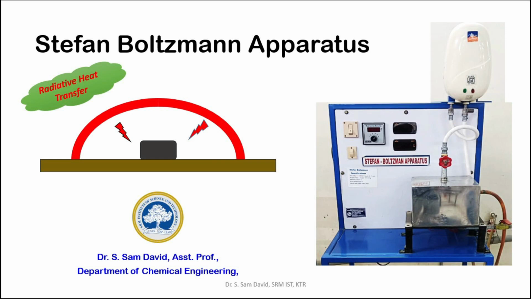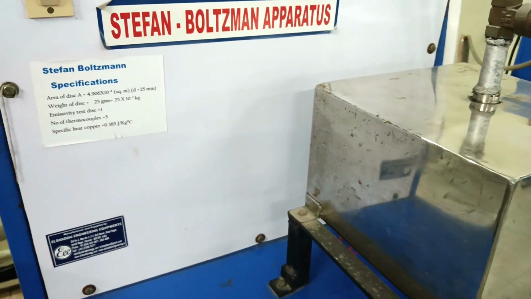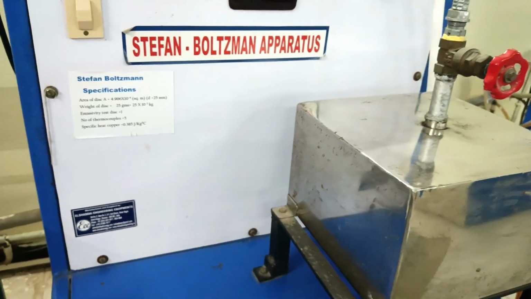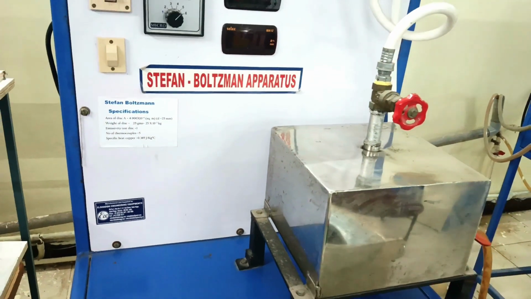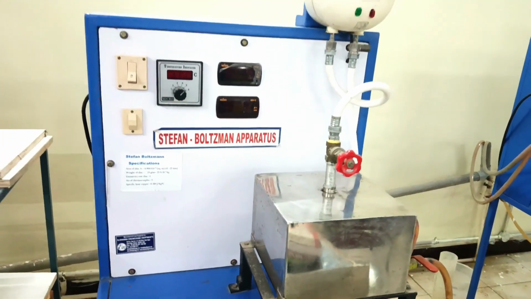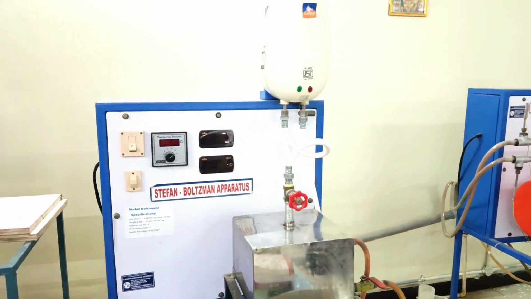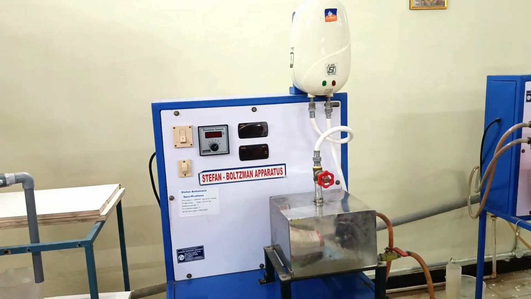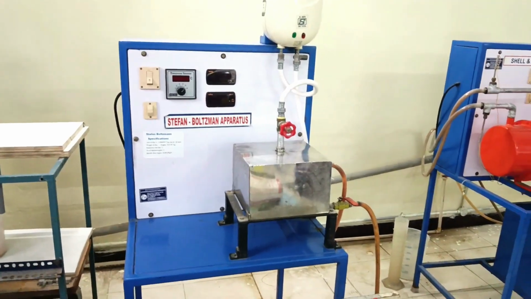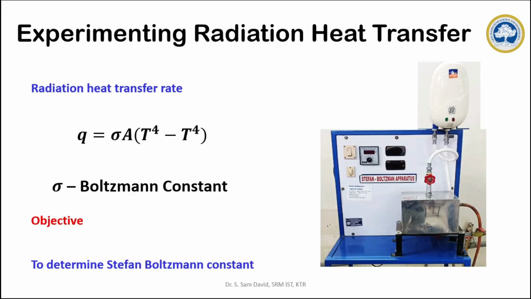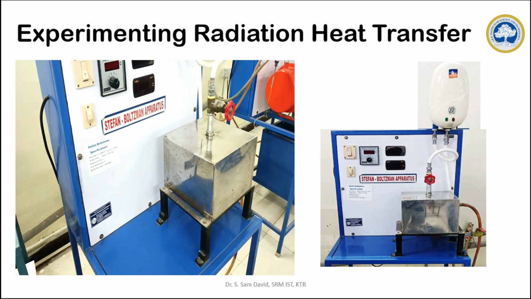Hi, in this video I am going to discuss the Stefan-Boltzmann apparatus, which is one of the experiments in the heat transfer lab. The Stefan-Boltzmann apparatus is used to experiment on radiative heat transfer. Radiative heat transfer is one of the three modes of heat transfer. The rate of radiation heat transfer is calculated by this equation, in which sigma is the Stefan-Boltzmann constant. The objective of this experiment is to determine the Stefan-Boltzmann constant using this apparatus.